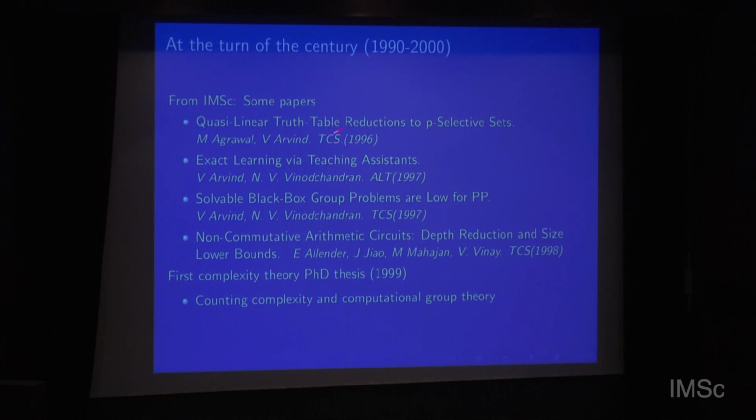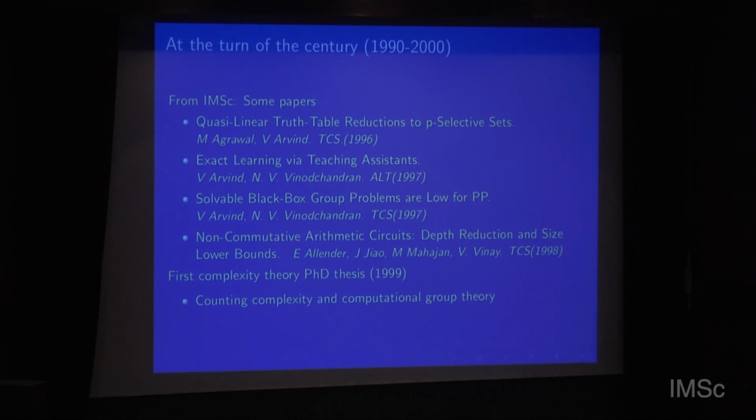So the first one, quasi-linear truth table reductions to p-selective sets. This was in the flavor of the structure and complexity theory kind of work. Okay, so the complexity theory that was being done from 70 to 85. Well, there was work which goes on in that area even today, and in that decade, of course, there was some such work in IMSc also.